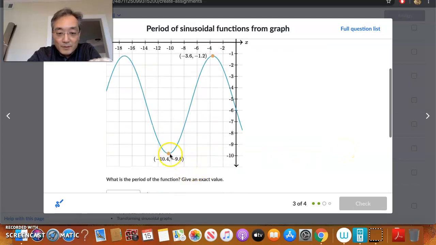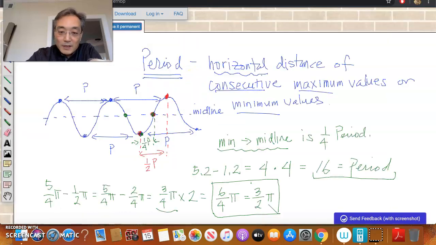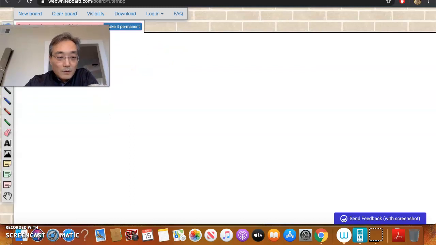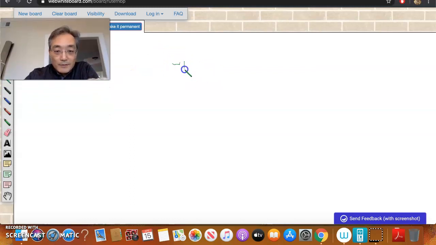Here we are given a minimum point and a maximum point, correct? And that is only half, right? We just discussed it. From minimum to maximum is only going to be half of a period. So if we take the x-coordinates, let's see. It's from negative 10.4 to negative 3.6. Negative 10.4, let me erase this. So negative 10.4 minus, and we could do it either way, right?